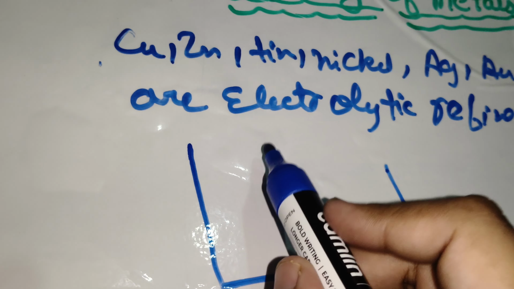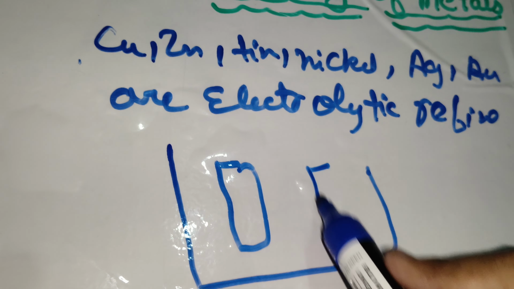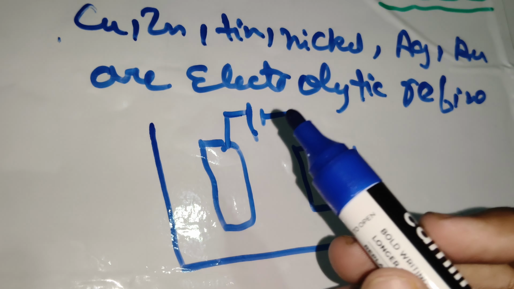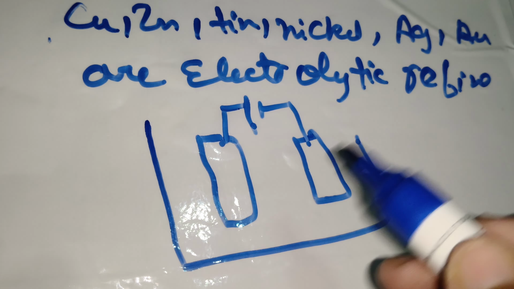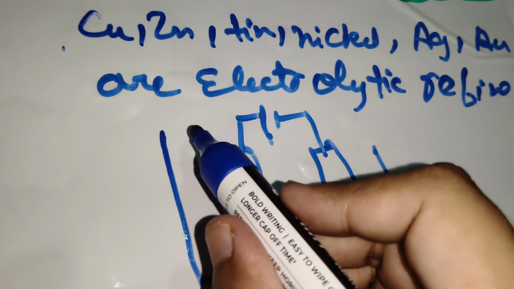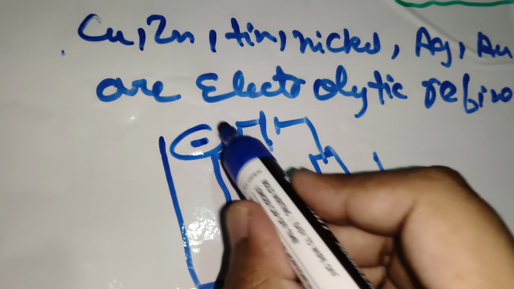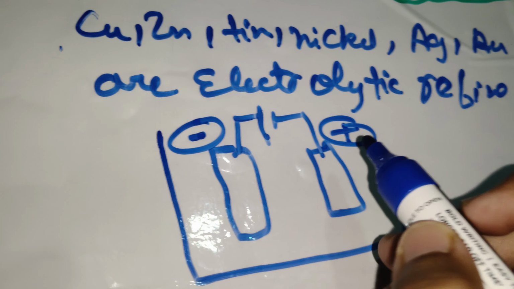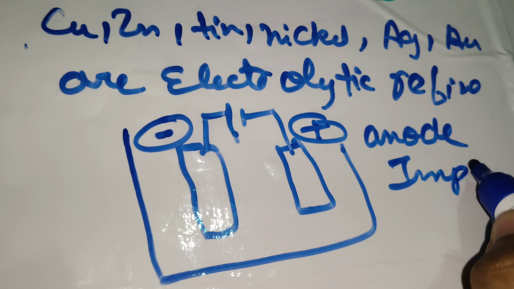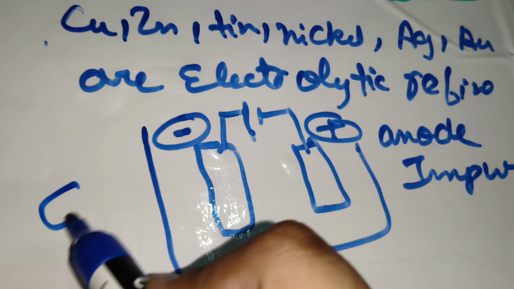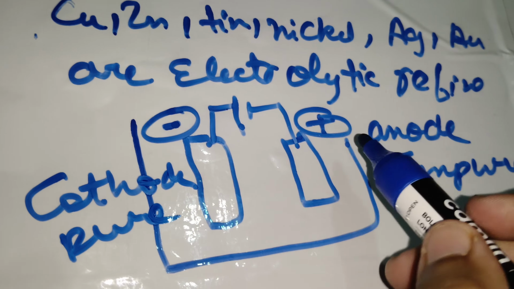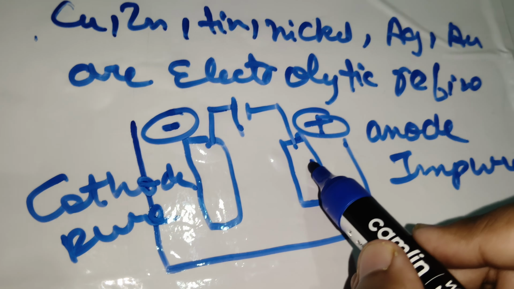Basically, first of all we take a beaker, here we take a cathode and here an anode, and we supply electricity. This is the negative end, this is the positive end, and the positive end is obviously the anode. The impure sample is applied here at the anode, and here at the cathode the pure sample is placed.